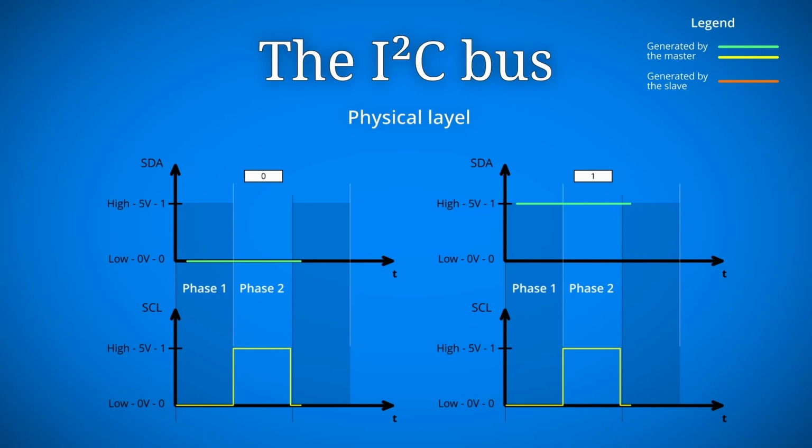If it's the master that wants to transfer the bit 0 to the slave, the master sets SDA in the low state during phase 1 and keeps this state during phase 2, and the slave reads the bit value on SDA during phase 2. If it's the master that wants to transfer the bit 1 to the slave, the master sets SDA in the high state during phase 1 and keeps this state during phase 2, and the slave reads the bit value on SDA during phase 2.